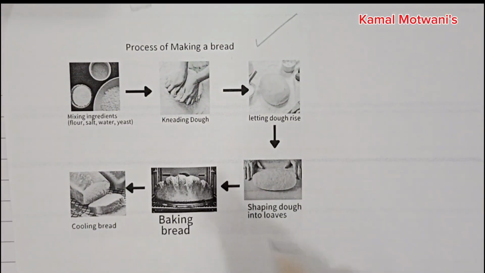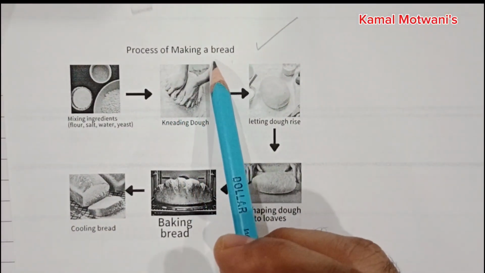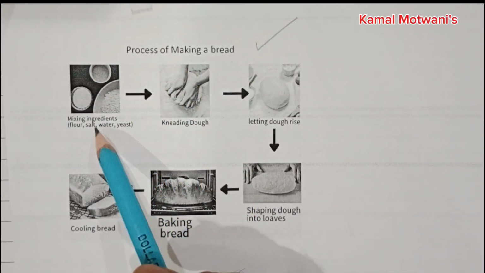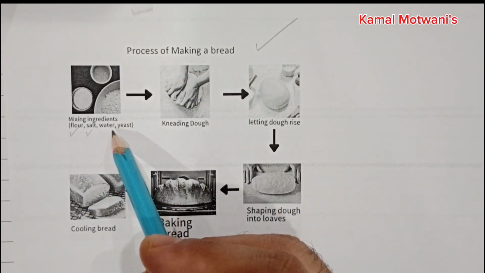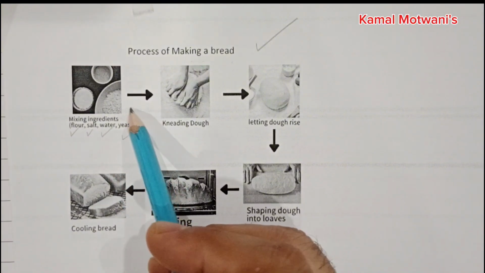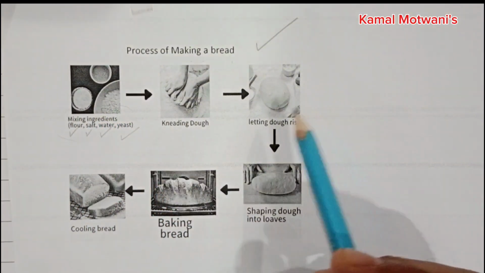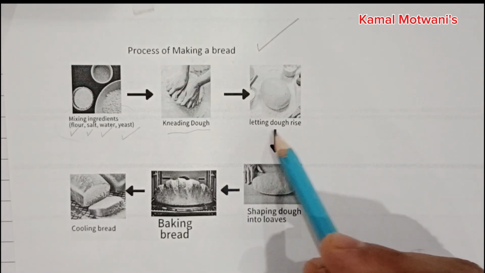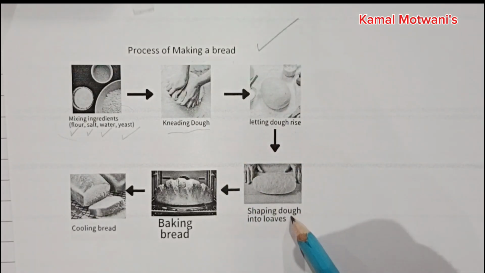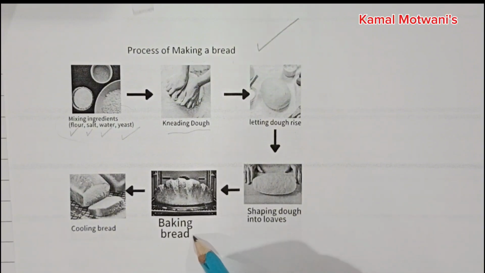So first step of the process of making a bread is mixing ingredients. There are 4 ingredients: flour, salt, water, yeast. You have to mix these ingredients. And then the second step is kneading the dough. The third step is letting the dough rise. The fourth step is shaping the loaves. The fifth step is baking bread, and the sixth and the last step is cooling bread.